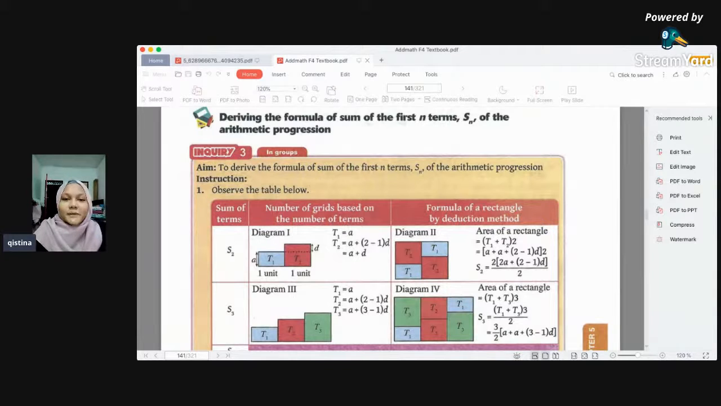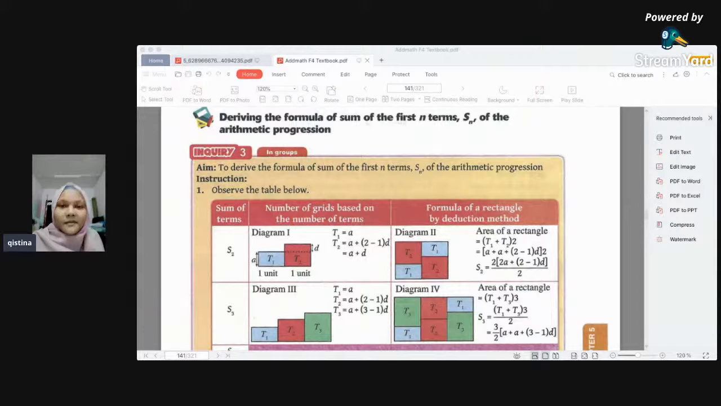So today I will explain inquiry 3, where the aim is to derive the formula of sum of the first n terms, S n, of the arithmetic progression. Let's take a look at the table given.